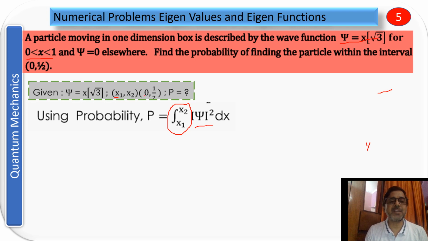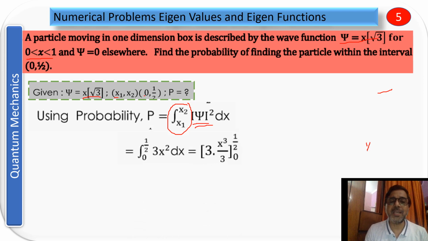And the value of psi is given. So I have to substitute this value over here and integrate, and then you will get the probability. So integration of mod of psi whole square: if I take the whole square of this, x square and root under 3 squared will become 3, so this is going to be 3x square. Now you integrate this. Here I have taken the whole square, so this is your 3x square dx within the limit 0 to 1 by 2.